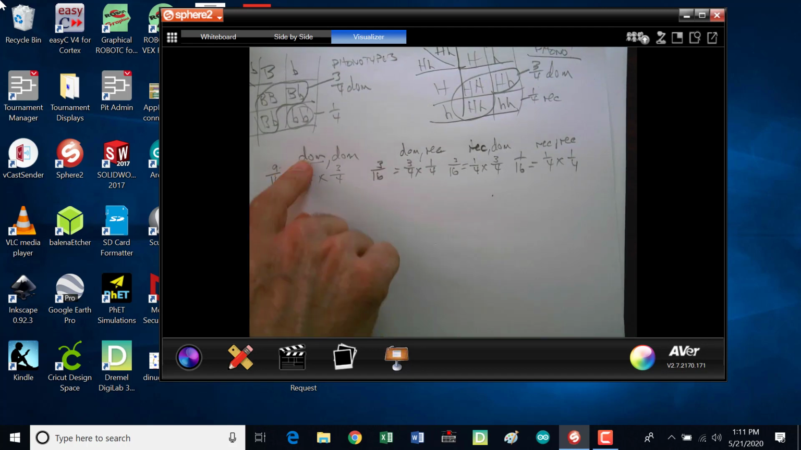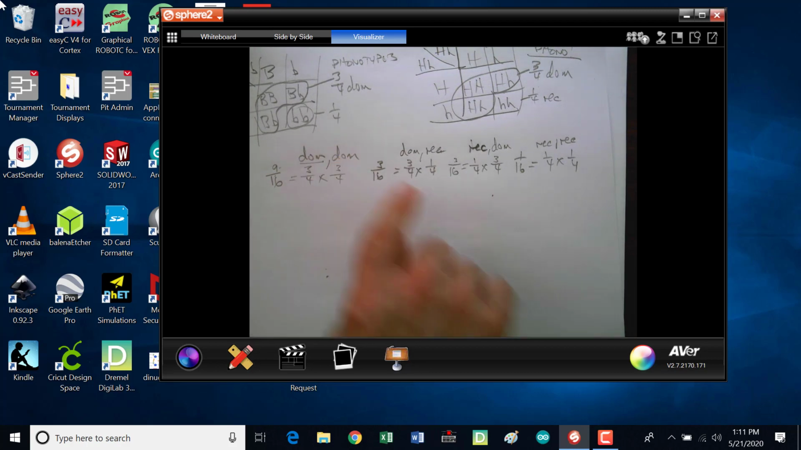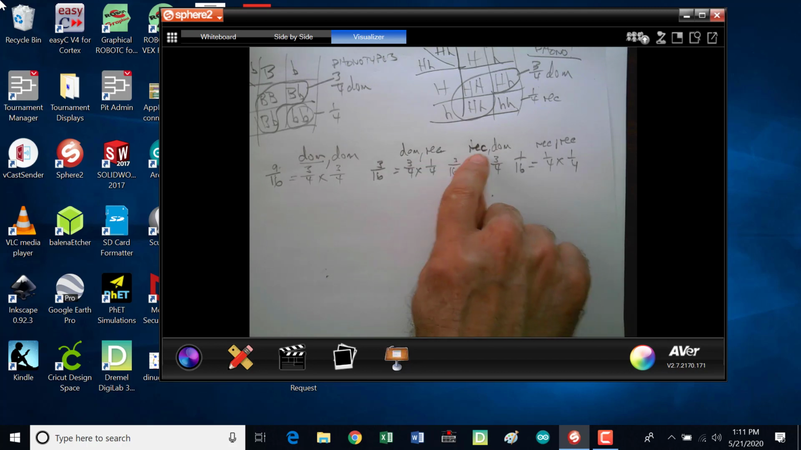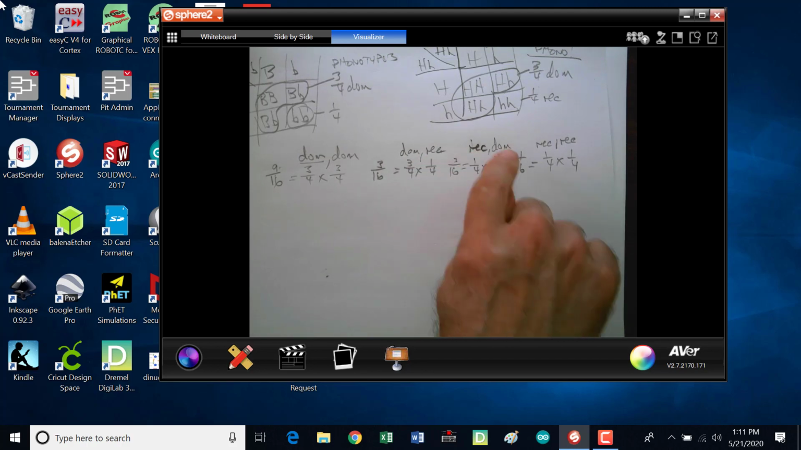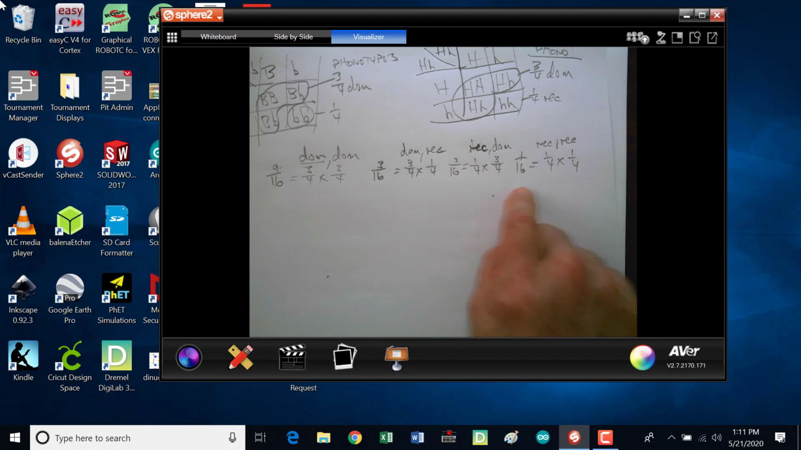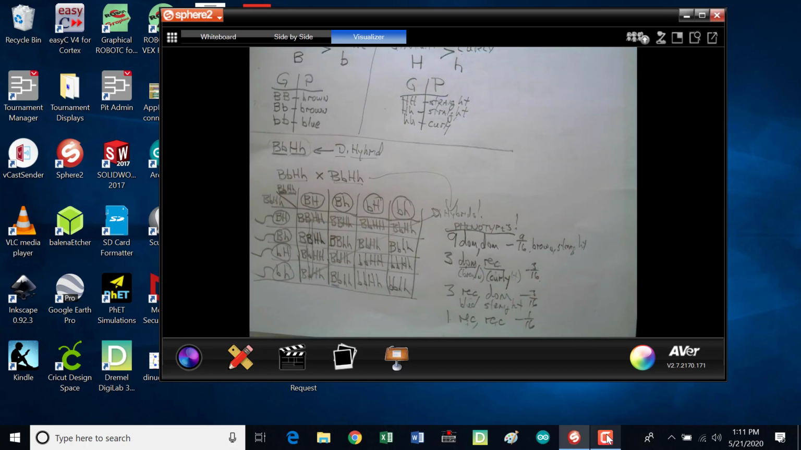That's the question. And then you duplicate either this work here or this work here and say the outcome is 9/16 will be brown-eyed and straight-haired. 3 out of every 16 on average will be brown-eyed with curly hair. 3 out of 16 on average will be blue-eyed with straight hair. And 1 out of 16 on average will be blue-eyed with curly hair. And that's dihybrid. Not too bad, I don't think.